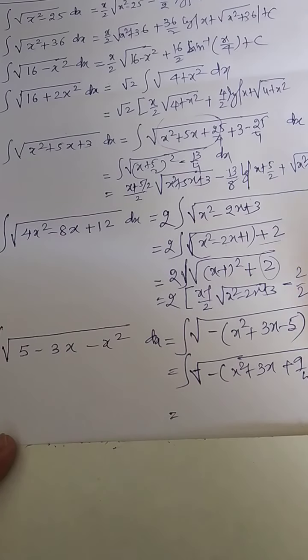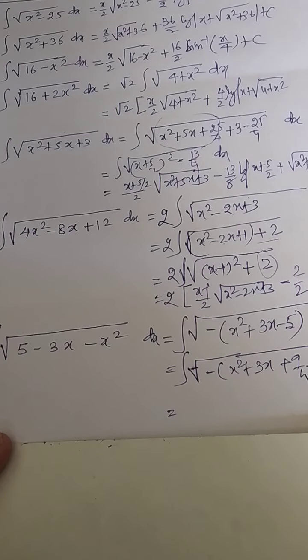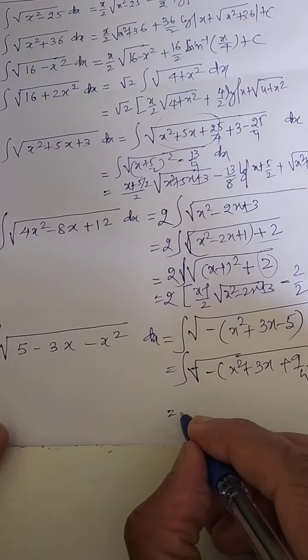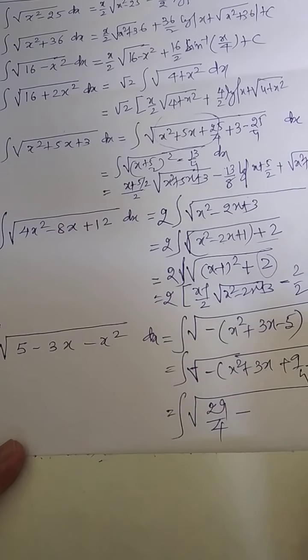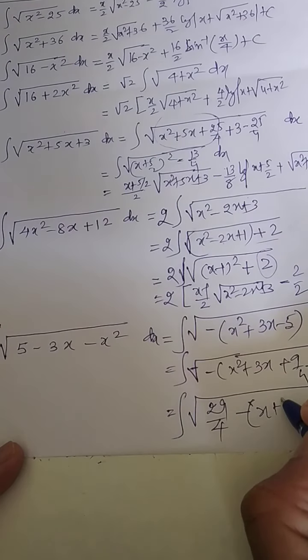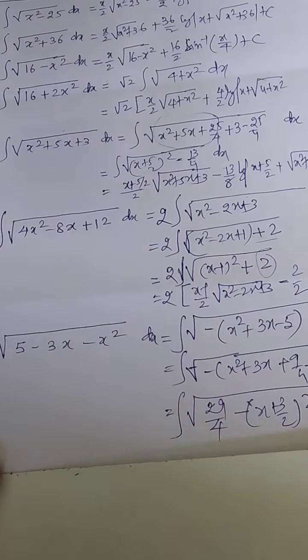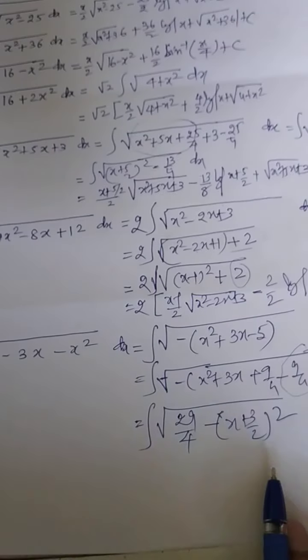So what is this simplification? Minus 9 by 4 minus 5 is 29. So your expression now simplifies to 29 by 4 minus (x plus 3 by 2) the whole square, that is, (x plus 3 by 2) squared plus the sin inverse form.